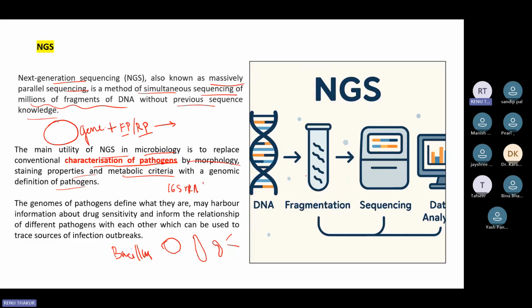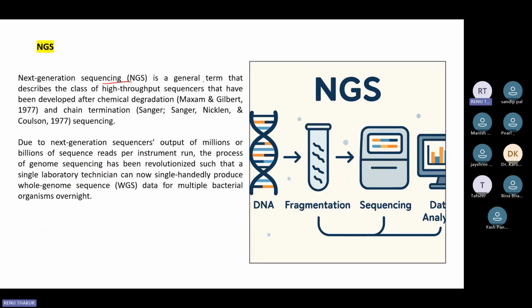With the help of NGS, you are able to identify that bacteria without going through the staining and morphological characterization, because you cannot rely only on the staining part. So this is mainly for the characterization of pathogens.